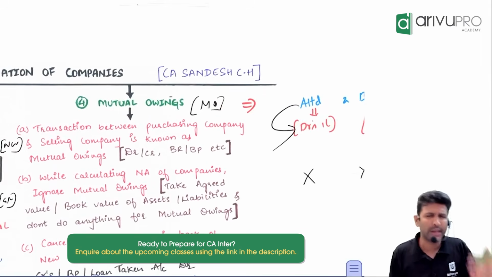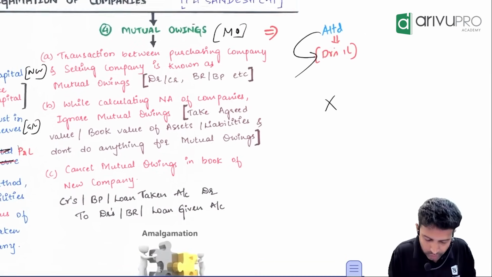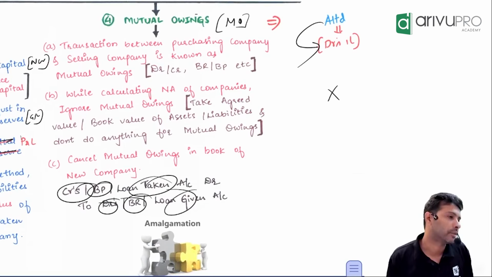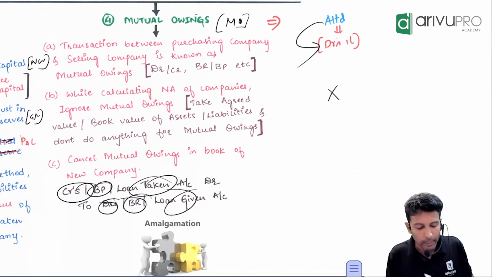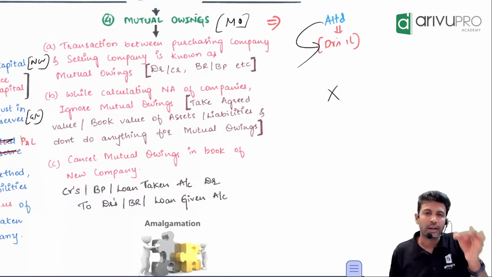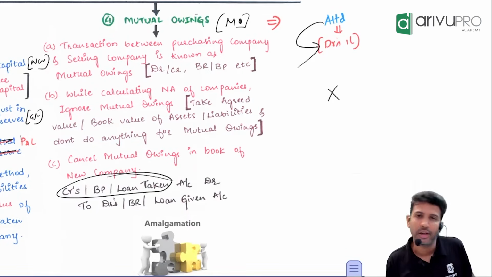Usually mutual owings in our exams will come in 3 forms. One, debtor and creditor, or bills receivable and bills payable, or loan taken and loan given. So in the books of the new company, what do we have to do? Show these mutual owings or cancel? Sir, all these are liabilities. Liability has what balance? Credit balance.